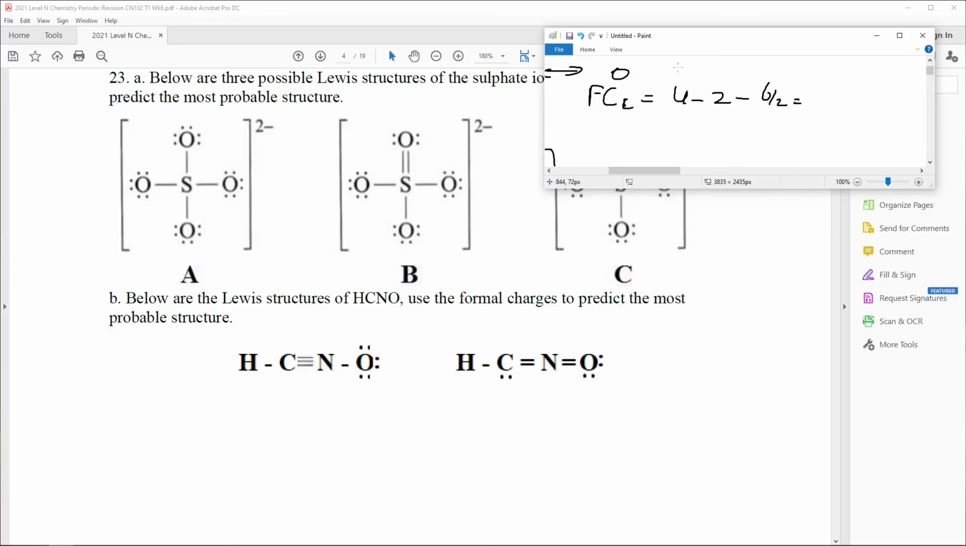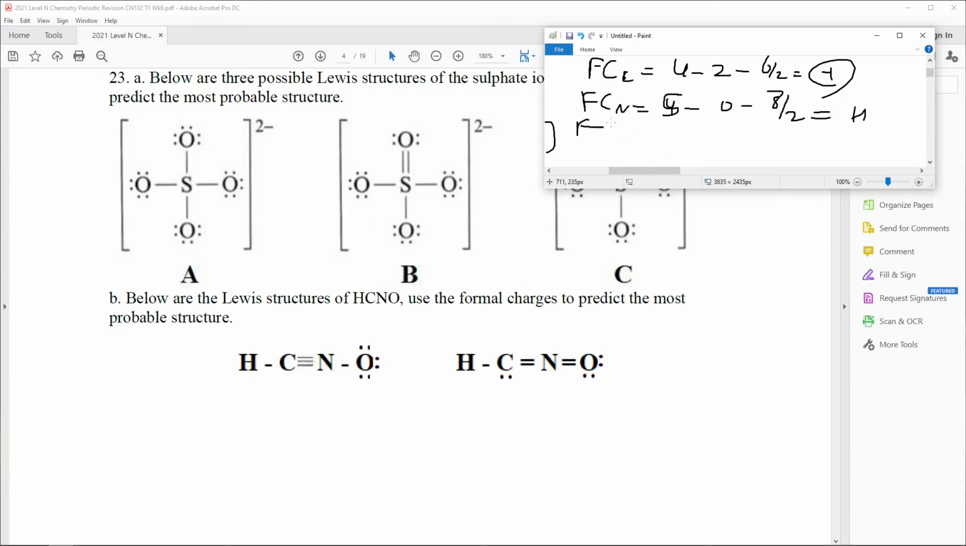So that's 4 minus 2 minus 3, which gives you a minus 1. And then you have the formal charge of nitrogen, again, having 5 minus bonds, no, first of all the lone pairs, you have 0, minus bonds 4 times, so 4 times 2, that's 8 over 2, again 4, 5 minus 4, that's plus 1. And then you have oxygen, 6.